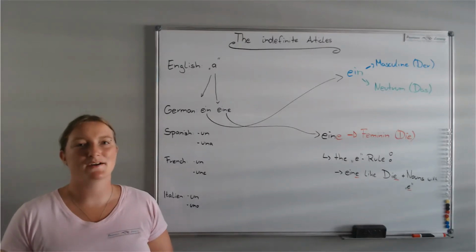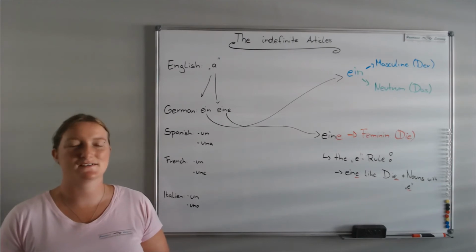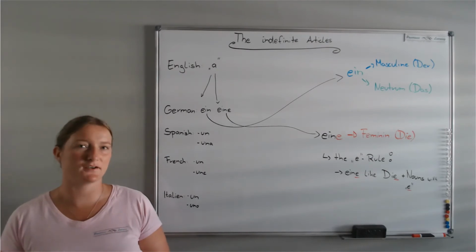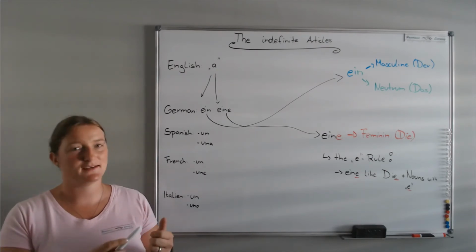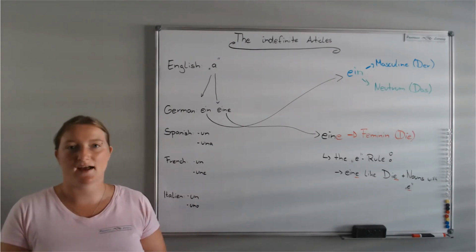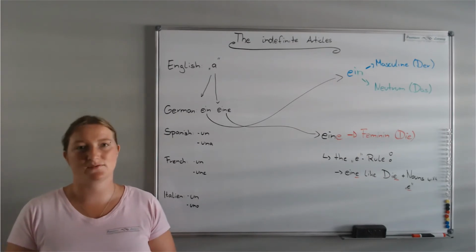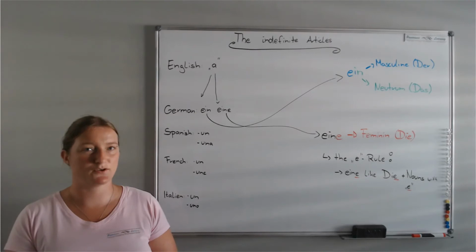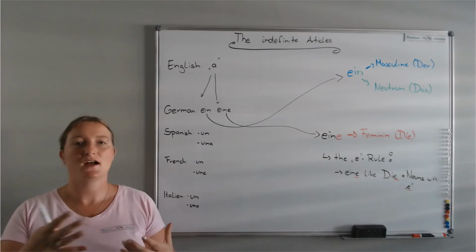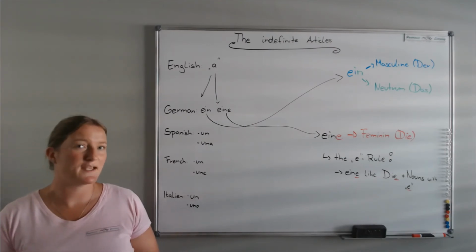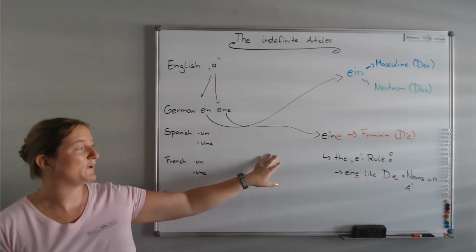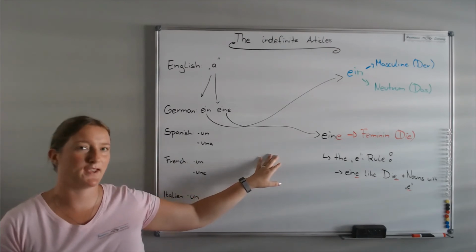Welcome to the second part of the webinar about the articles in the German language. So far we have talked about the definite articles in the German language, der, die and das, the in English. And now let's have a look at the indefinite articles in the German language. As you can see, from the beginning of the webinar we compared the articles with different languages, and I would like to do the same for the indefinite article. Therefore, we have the overview on the whiteboard again.